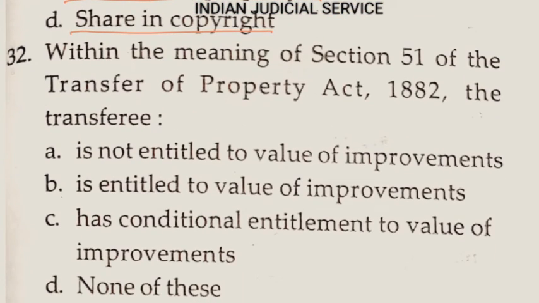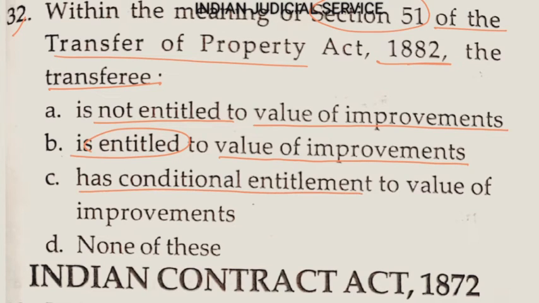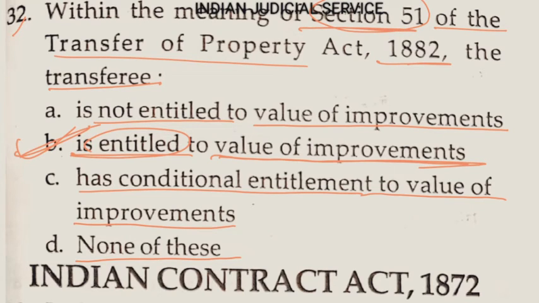Now question number 32. Within the meaning of Section 51 of the Transfer of Property Act 1882, the transferee: option A, is not entitled to the value of improvements; option B, is entitled to the value of improvements; option C, has conditional entitlement to the value of the improvements; and option D, none of these. So the answer here is option B, is entitled to the value of improvements under Section 51. So the answer here is option B.